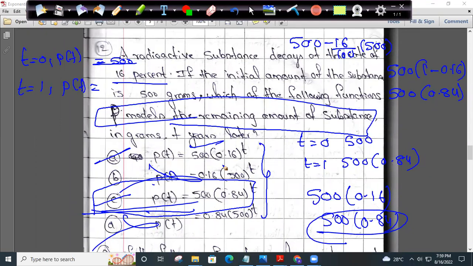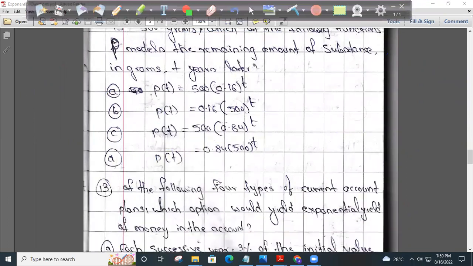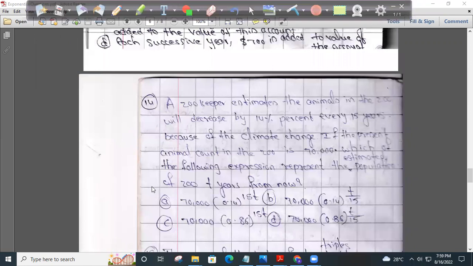Perfect. Now, next question. I'll give you more questions. Practice more, you'll become perfect. Just use the plugging in and read the question that they have been asking. See the 14th question. The zookeeper estimates the animals in the zoo will decrease by 14% every 15 years. Don't get confused. Just write the information it is giving and use the plugging in rule I told you. You'll definitely be able to solve this.